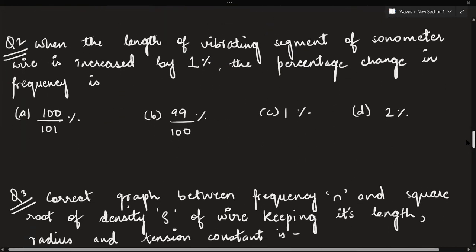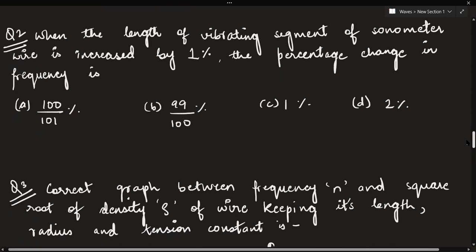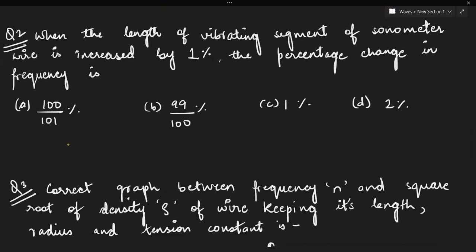Okay, see, these are very easy direct questions. The first one says when the length of the vibrating segment of a sonometer wire is increased by 1%, we have to find the percentage change in the frequency. Length of the sonometer wire.